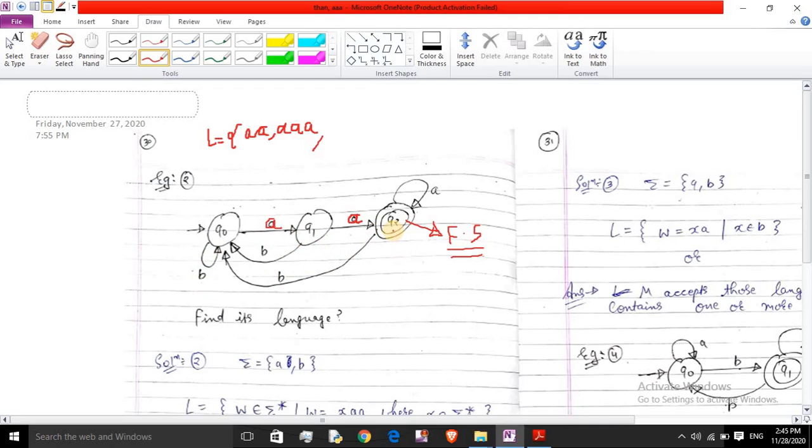If we get a B on a Q2 transition, suppose we have a word like this: A, and B, then what will happen? We will move from Q2 to the Q0 state. Then again we require 2 A's. If we get one A, then we will reach this Q1 state. If we get one more A, then we will reach our final state. So there should be actually a total.